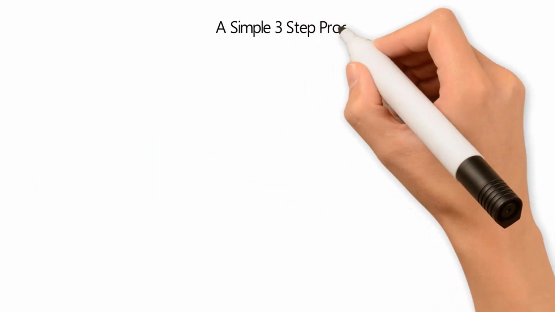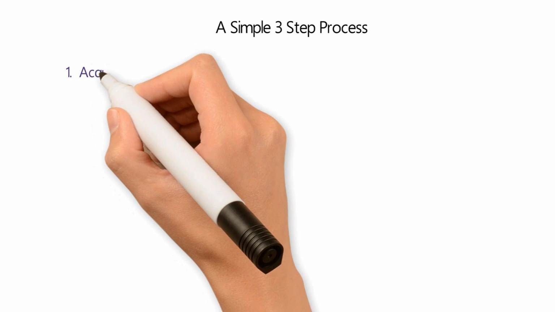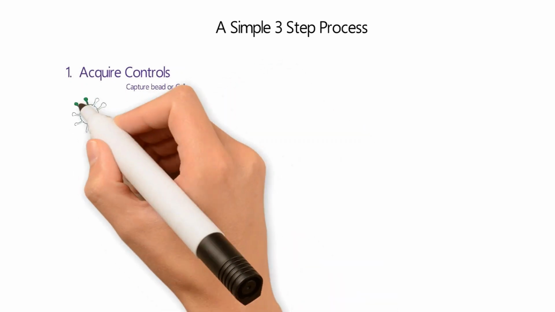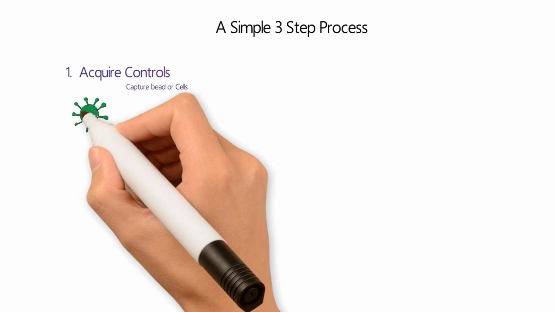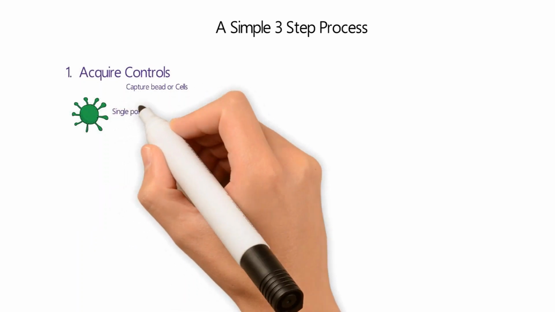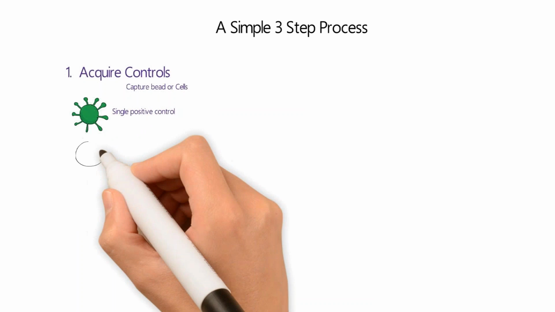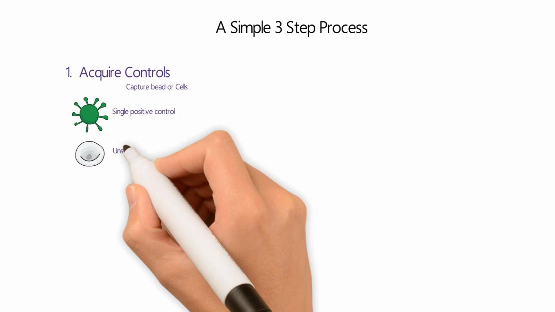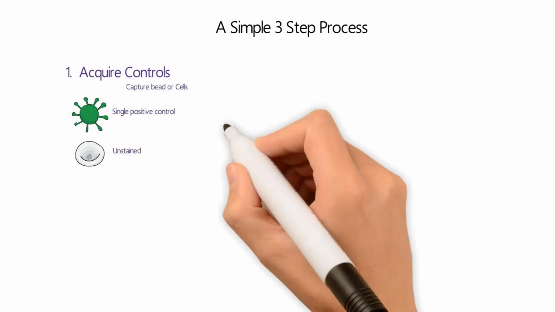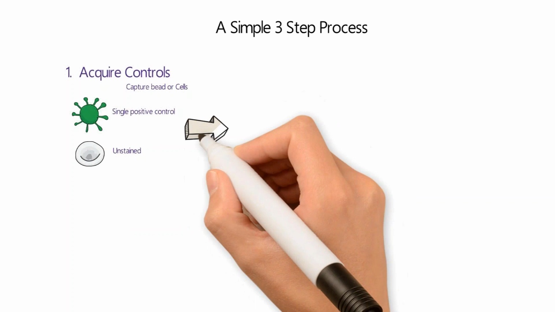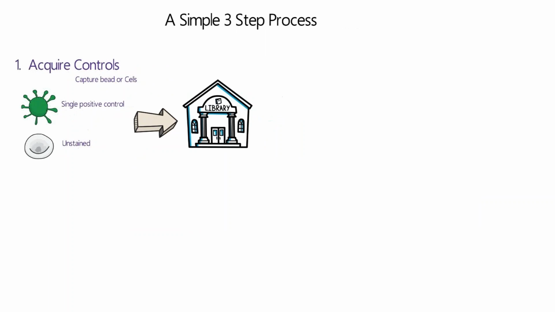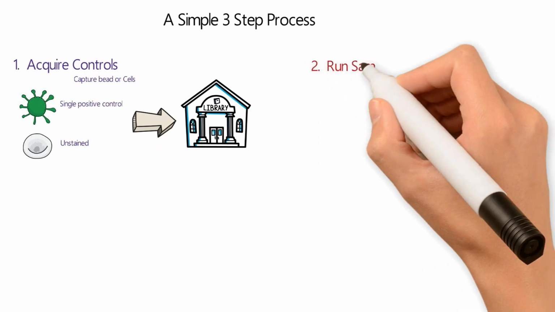So this is a simple 3-step process. The first step is that you acquire your control. This can be on a capture bead, or it could be on cells. It's up to you. You have to have a single positive control. And part of that you also have, it's unstained. This information automatically goes into the Spectral Library. Now, because of standardization, you can share this library with other people or with other labs.